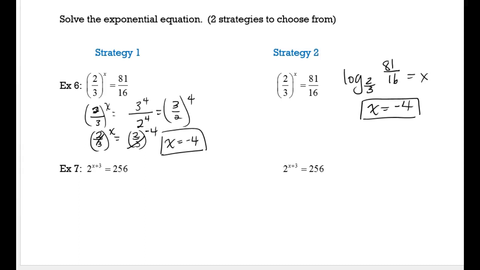First strategy, like we've done before, is rewrite these with the same basis. So I'm going to leave 2 to the x plus 3 power equals 256. 2 to what power is 256? Well, maybe you know your powers, maybe you don't.